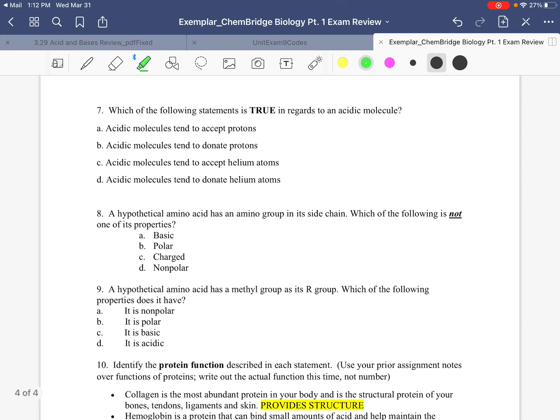Which is true of the following statements regarding acidic molecules. So remember A to B. So they donate hydrogen ions, right? They donate hydrogen ions. So except we do not deal with helium atoms. This is not nuclear energy. So they donate protons. That would be B.